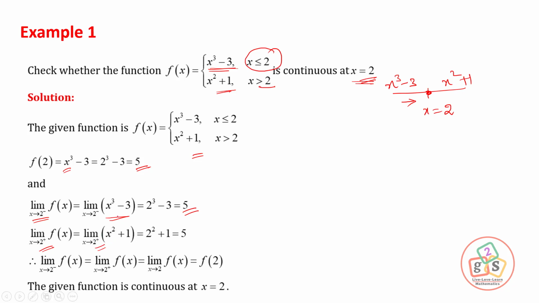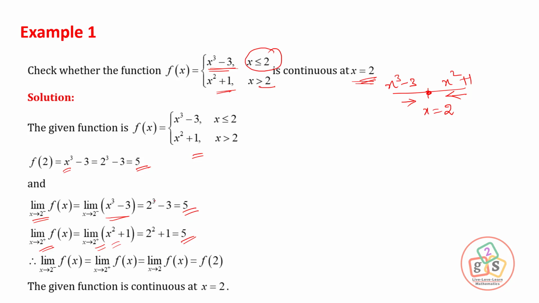So above 2, what is the function? Above 2, the function is nothing but x square plus 1. So we can substitute x is equivalent to 2: 2 square plus 1, nothing but 5. Now here you can observe the left hand limit is 5 and the right hand limit is also 5. So the limit exists and both are equal. Therefore we can say the limit exists and this value is nothing but 5.